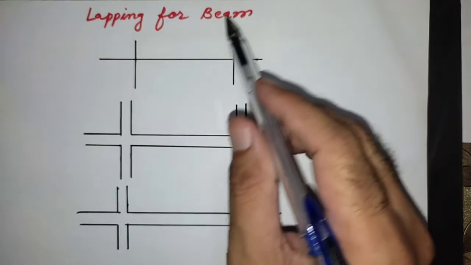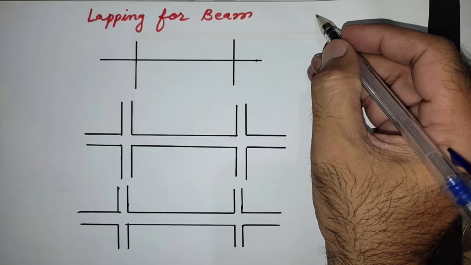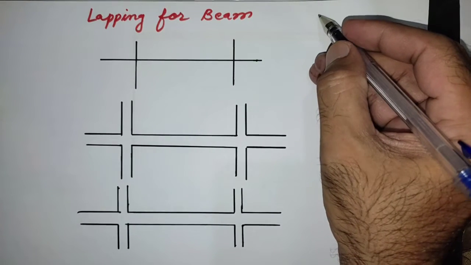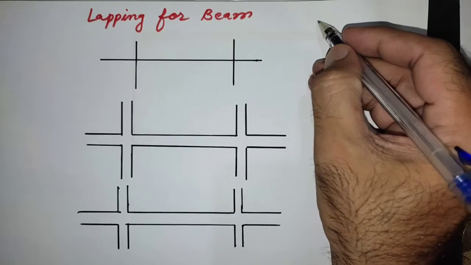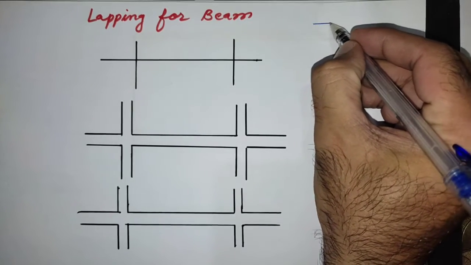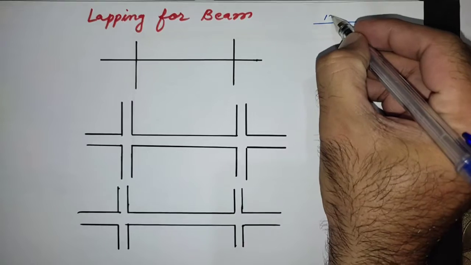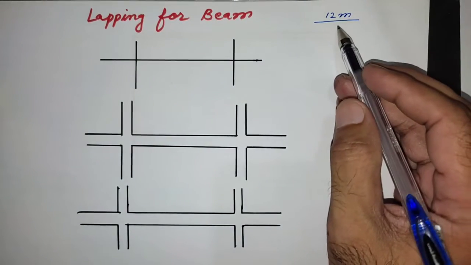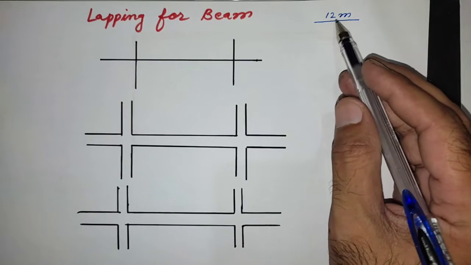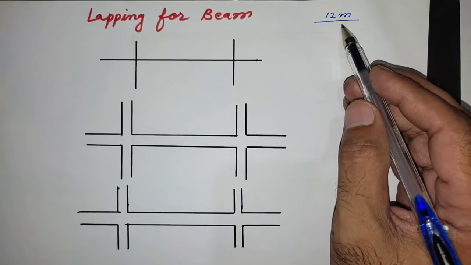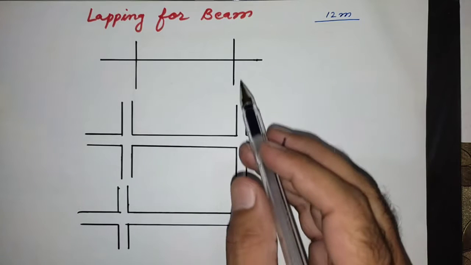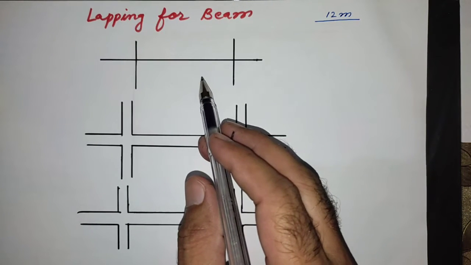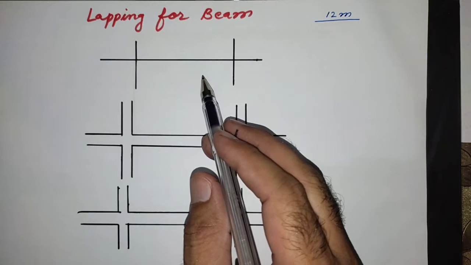So why we need lapping? Because the steel reinforcement we receive from the factory is in standard length, which is available in 10 meter, 12 meter length. So in the beams we will need different sizes for bottom bars and top bars also.